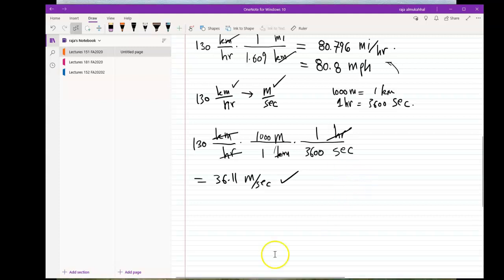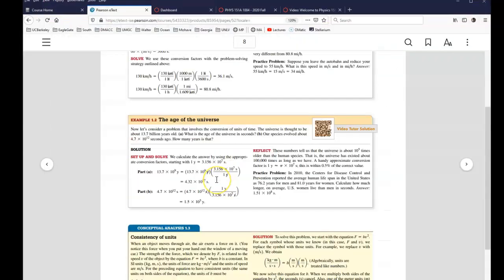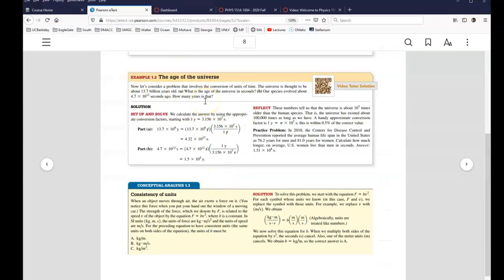The next problem is this one, and I'll be done with, well, I mean, maybe I'll do one more. There is one for my personal notes. Okay, here he says, now let's consider the problem that involved the conversion of units of time. The universe is thought to be about 13.7 billion years old, right? Part A said, what is the age of the universe in seconds? B, our species evolved about 4.7 times 10 to the 12 seconds ago. How many years is that?